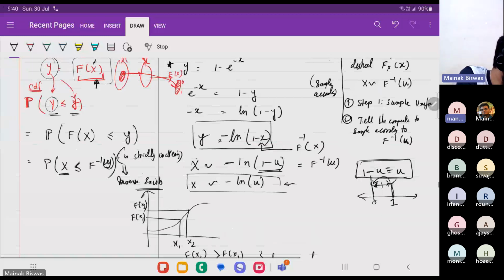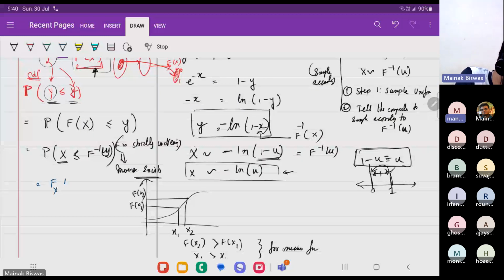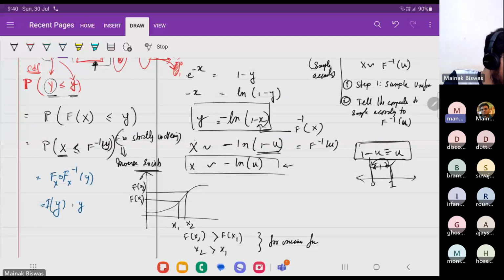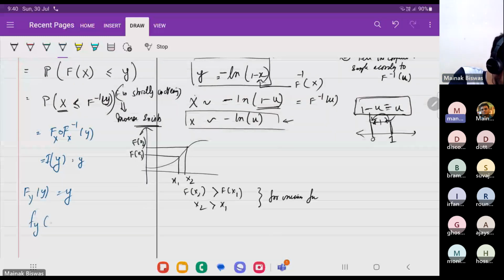I told you x is distributed as F. So this is going to be F of F inverse of y, which is nothing but y. What is F of F inverse? Like square of square root, it is the identity function, identity of y, which is nothing but y. So the CDF of y is nothing but y. What does it mean? What is the PDF of y? It is the derivative of y, which is 1, and y is between 0 and 1. So is it uniform or not? So y is distributed as uniform 0, 1.